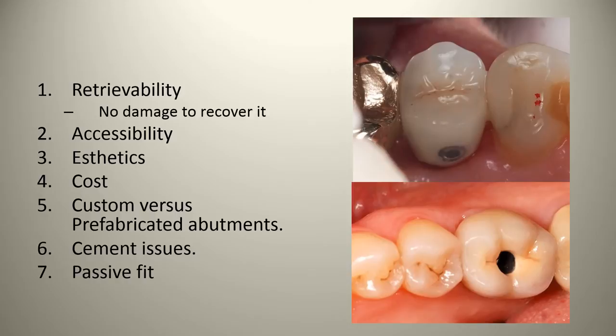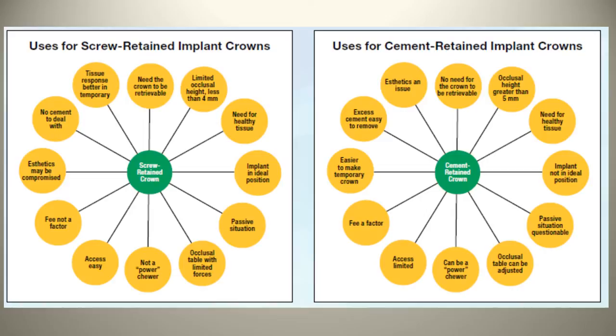So this diagram here indicates very nicely the differences in uses of screw-retained implant crowns versus cement-retained implant crowns. So let's read the one on the left. Basically, if you need the crown to be retrievable, you want to go with screw-retained. If you have limited occlusal height, less than 4 millimeters, it's easier to use a screw-retained crown versus a cemented crown. And a lot of this has to do, once again, with conventional crown and bridge, in terms of the amount of vertical height that you need to cement a crown.